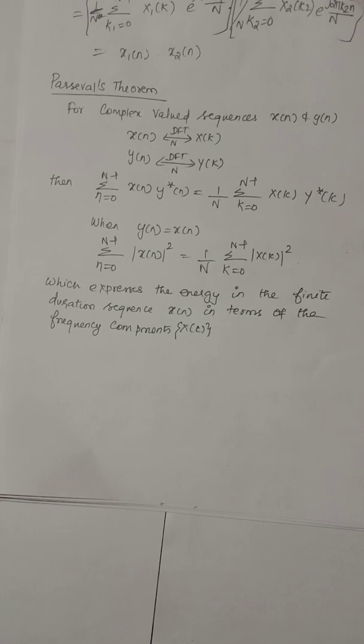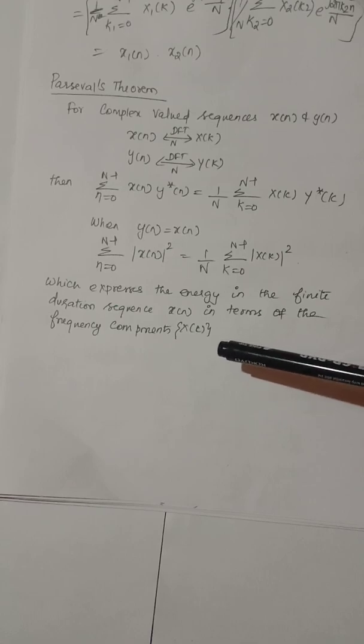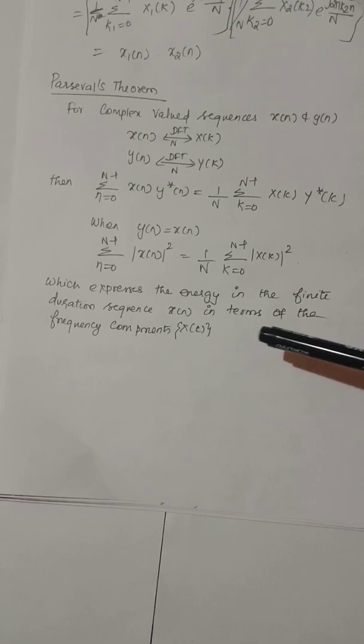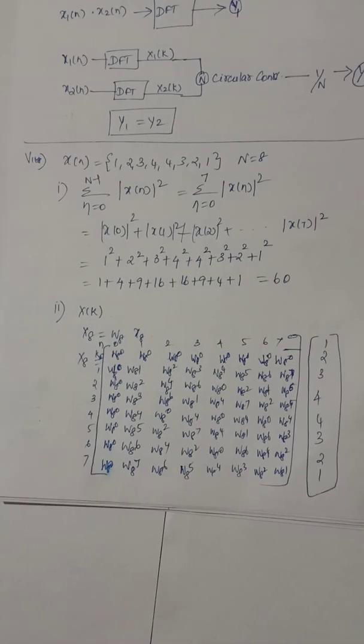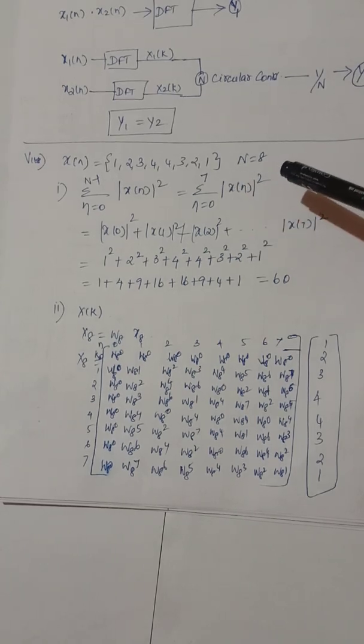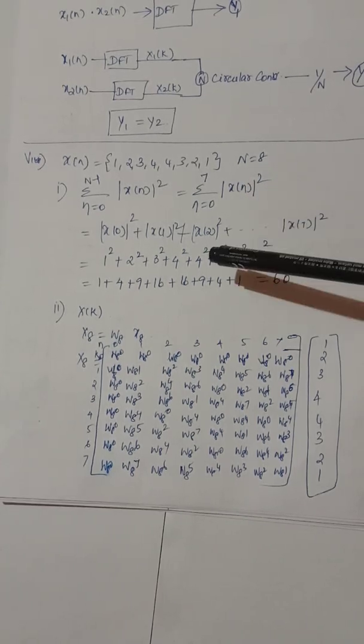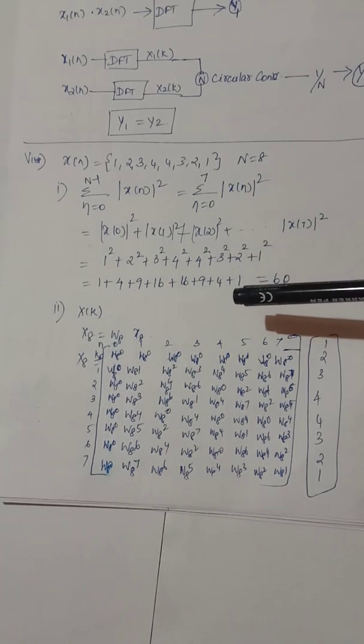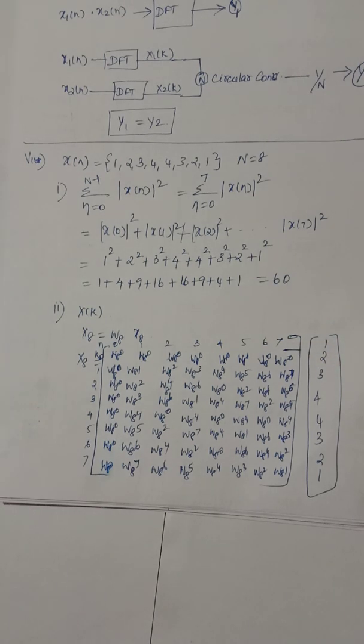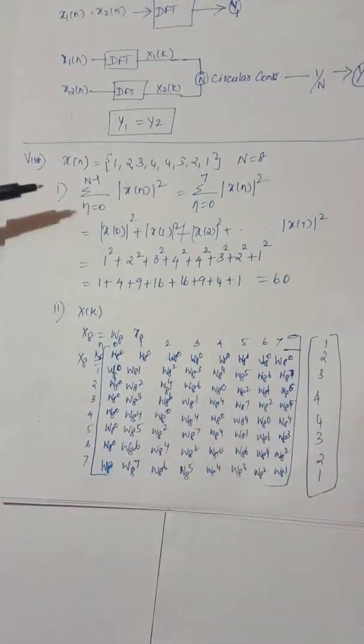Next, the last property is Parseval's theorem. In Parseval's theorem, we can express the energy in a finite duration sequence in terms of its frequency components. Now consider this example: x of n is equal to 1, 2, 3, 4, 4, 3, 2, 1. I need to find these frequency components, and also prove that both the time domain and frequency domain energies are the same. So in time domain, what is the formula?